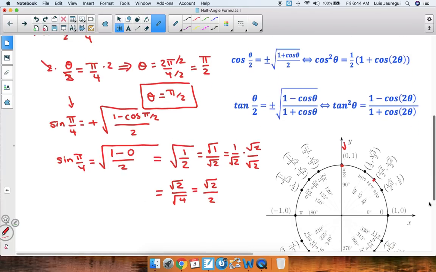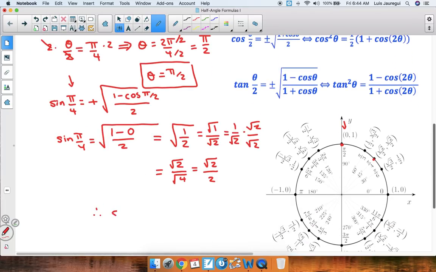So we can say, therefore, that sine of pi over 4 is equal to the square root of 2 over 2.